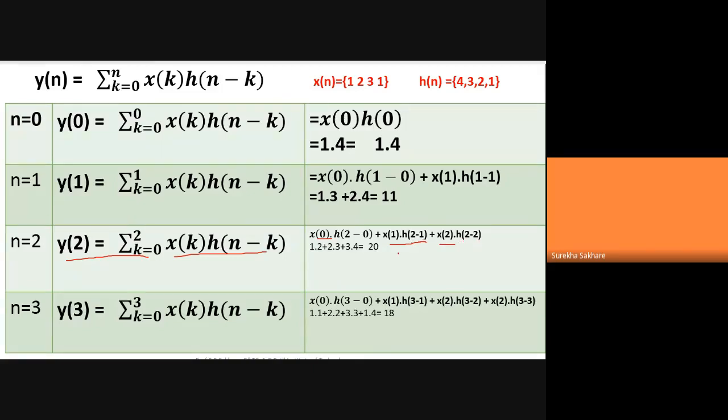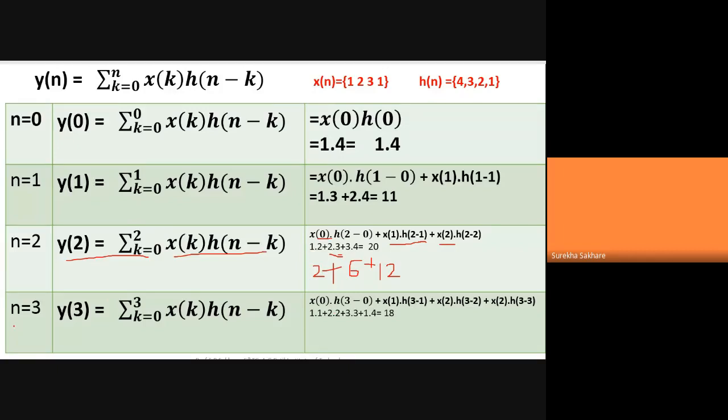Now see, x0 is 1. H of 2 is 2. X1 is 2. Then h of 2 minus 1, h of 1 is 3. Then x of 2 is 3 and h of 0 is 4. So you have 2 plus 6 plus 12. Okay. So it is how much? It is going to be 20.